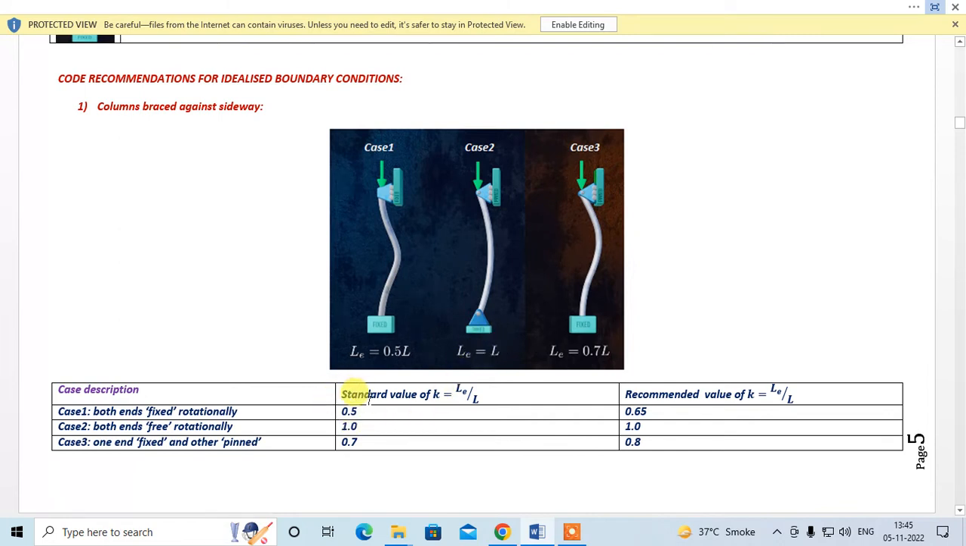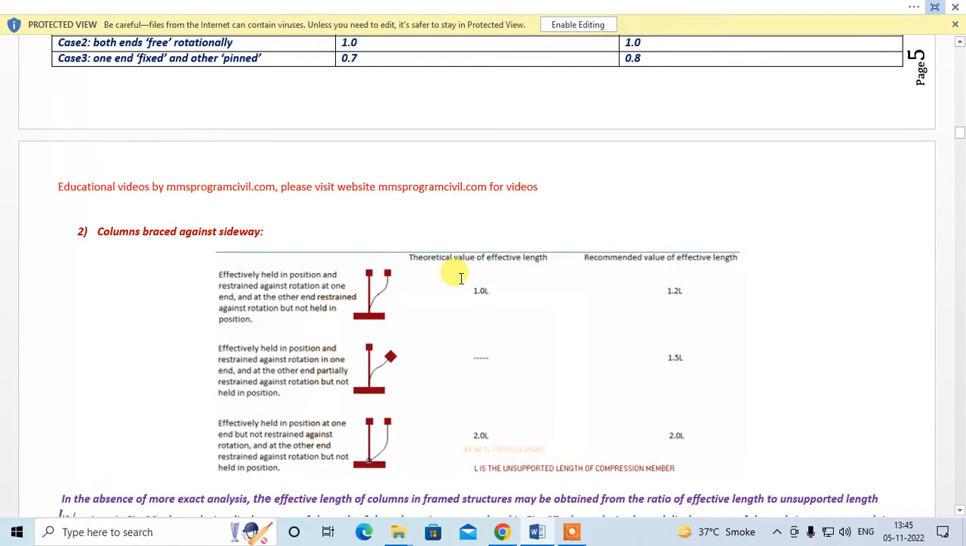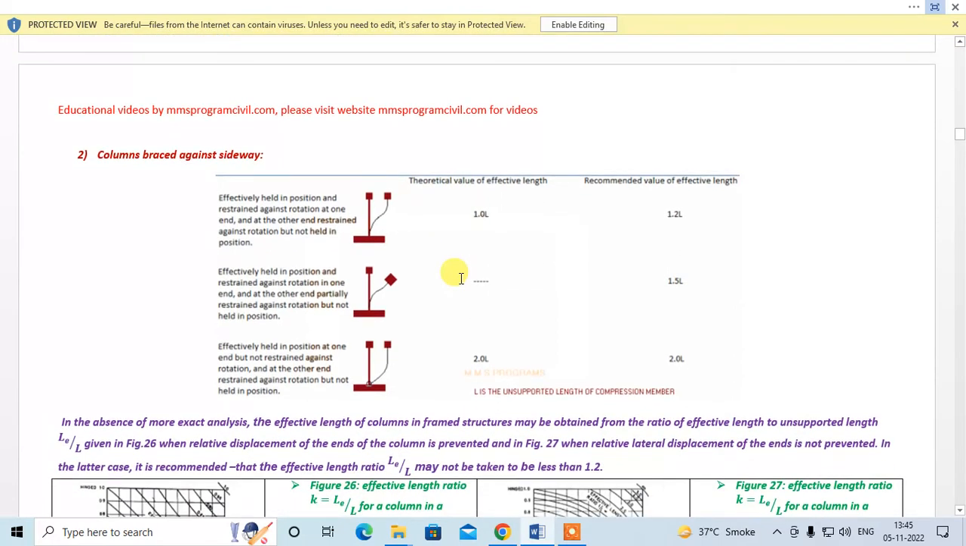So these are standard values given in the code, but recommended is 0.65 over here, and over here it is 1, right? And one end fixed and the other pinned. In that case, the standard value of effective length is 0.7 times the unsupported length. That is standard, and recommended is 0.8. So these are some standard cases for braced columns. Similarly, some standard cases for unbraced columns are also given in the code.